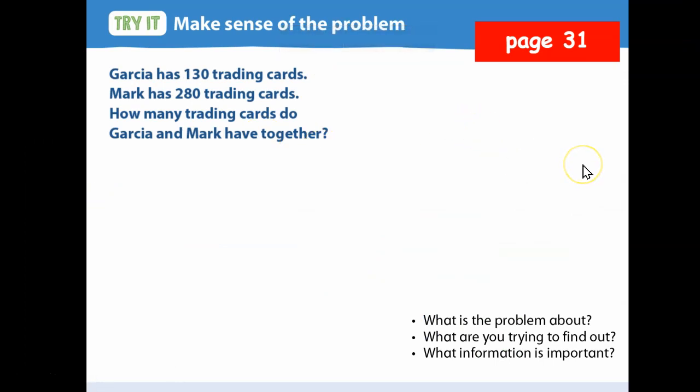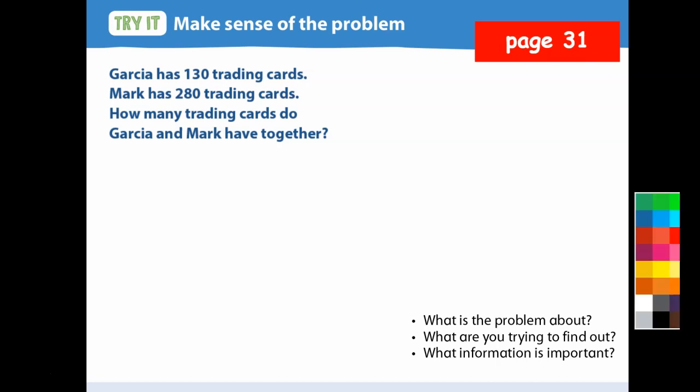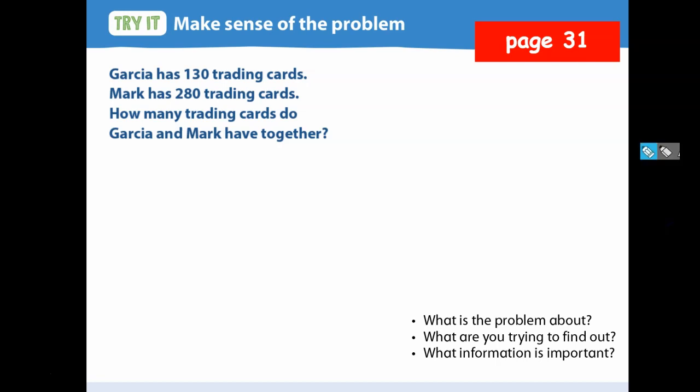Now go to page 31. Okay, and it says, make sense of the problem. So what is the problem about? Anybody tell me? What are we adding? Trading cards, right? Okay, and what are you trying to find? This is the question that we're trying to find. So what are we trying to find?